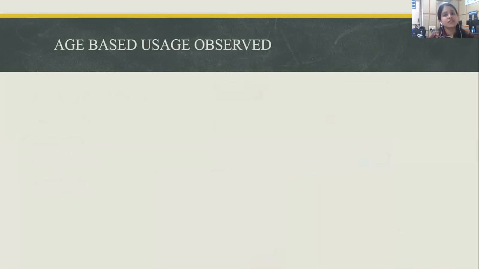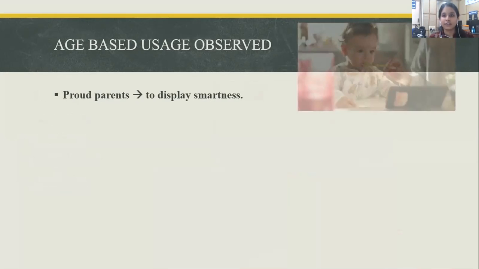So now I would like to introduce you to age-based observations that we can see with the usage of these media. Most often proud parents keep track where they can display the child's smartness, like in front of a therapist or any other family member. They might give the child a phone and say, oh, my child is able to use the phone now and is very smart in finding out different icons and operating them. So this is one thing that we have noticed.